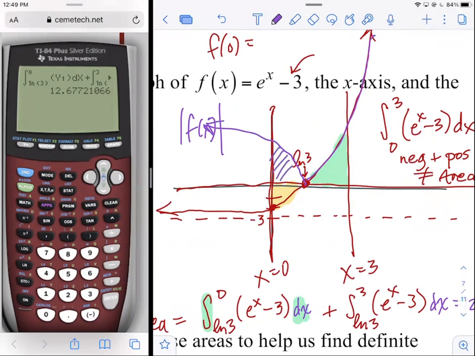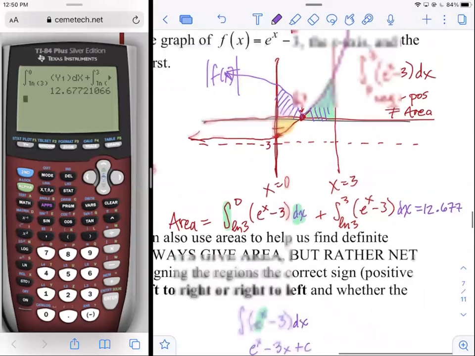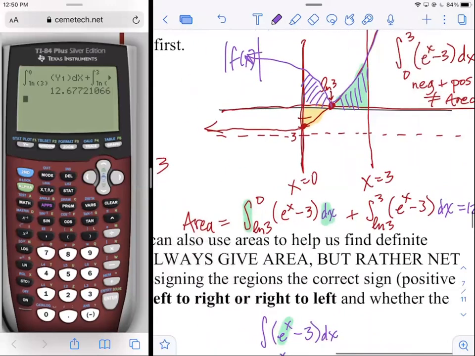And if it's already on the positive side of the x-axis, it stays the same. I could just nuke it, as I like to say, make it all positive, and then I can integrate straight across from 0 to 3. Let's see if it works, okay? Or I could say the area is equal to the integral straight across from 0 to 3 of the absolute value of e to the x minus 3 dx.